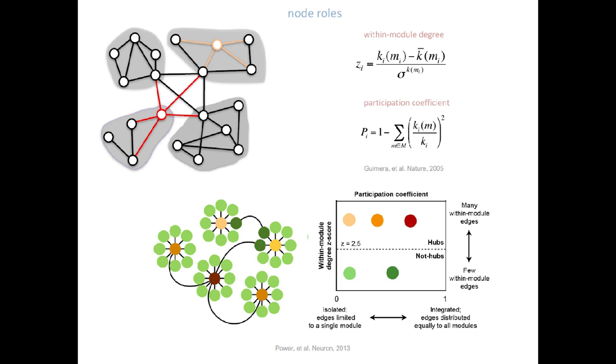Compare that to this node here, where it's connected to three other modules, and also highly connected within its own module. So this node here is what we would call a connector hub, right? It's highly connected within its own module, but also has connections that are distributed across lots of other modules. So it also plays an important role in functional integration. Wherever a node sits in this space, you can define the role that it plays in terms of its within module and between module connectivity.